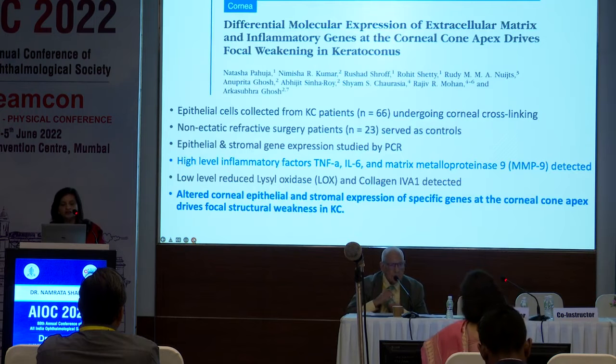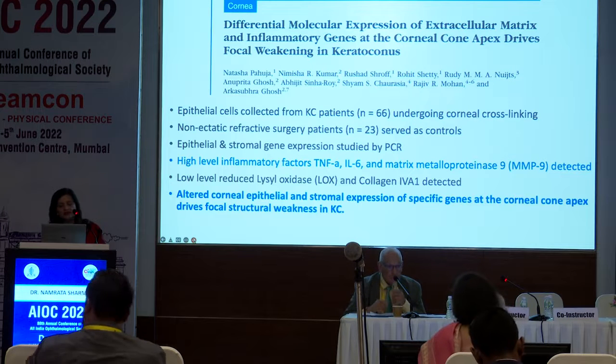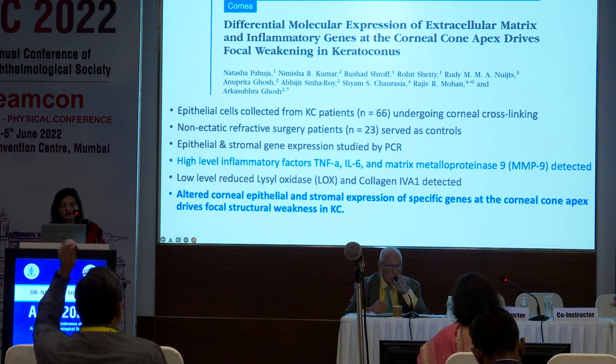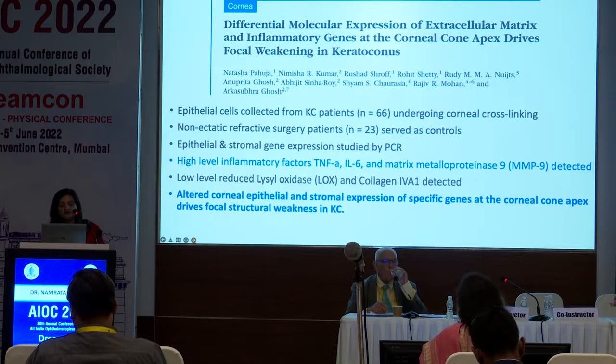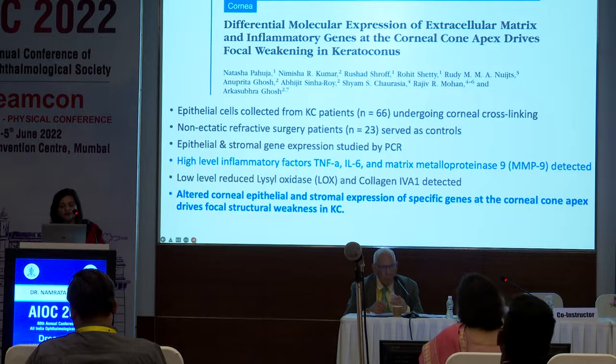etiology of keratoconus. Then again, this is a study from Narayana Nethralaya where they looked at the inflammatory markers, and they found high levels of inflammatory factors such as TNF-alpha, interleukin-6, and MMP9, and altered corneal epithelial and stromal expression of specific genes at the corneal cone apex, which actually drove the focal structural weakness in keratoconus.